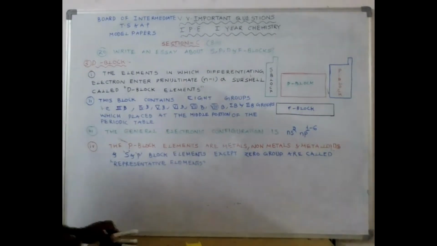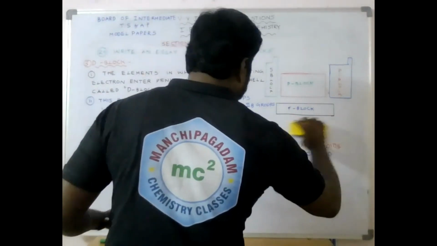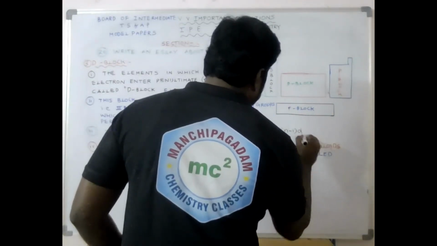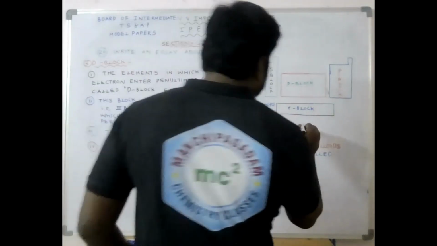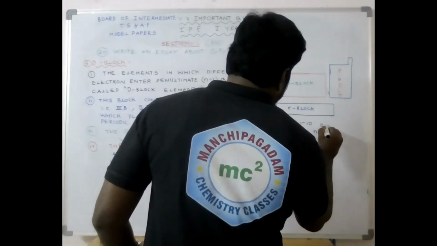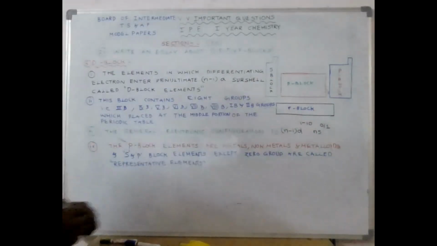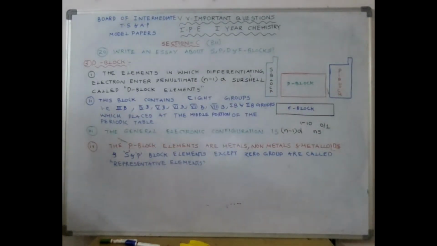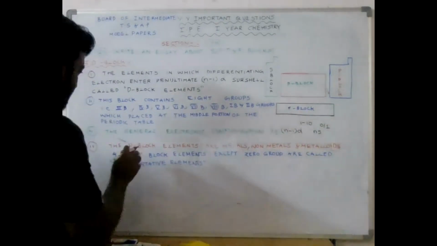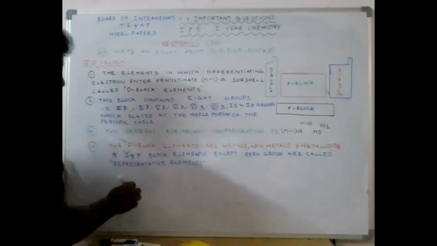The next point is the general electronic configuration of d block elements. This is a very, very important point. Definitely you should write this, otherwise you won't get marks. (n-1)d 1 to 10 and ns 0 or 1. Next one, the fourth point: the d block elements are metals.